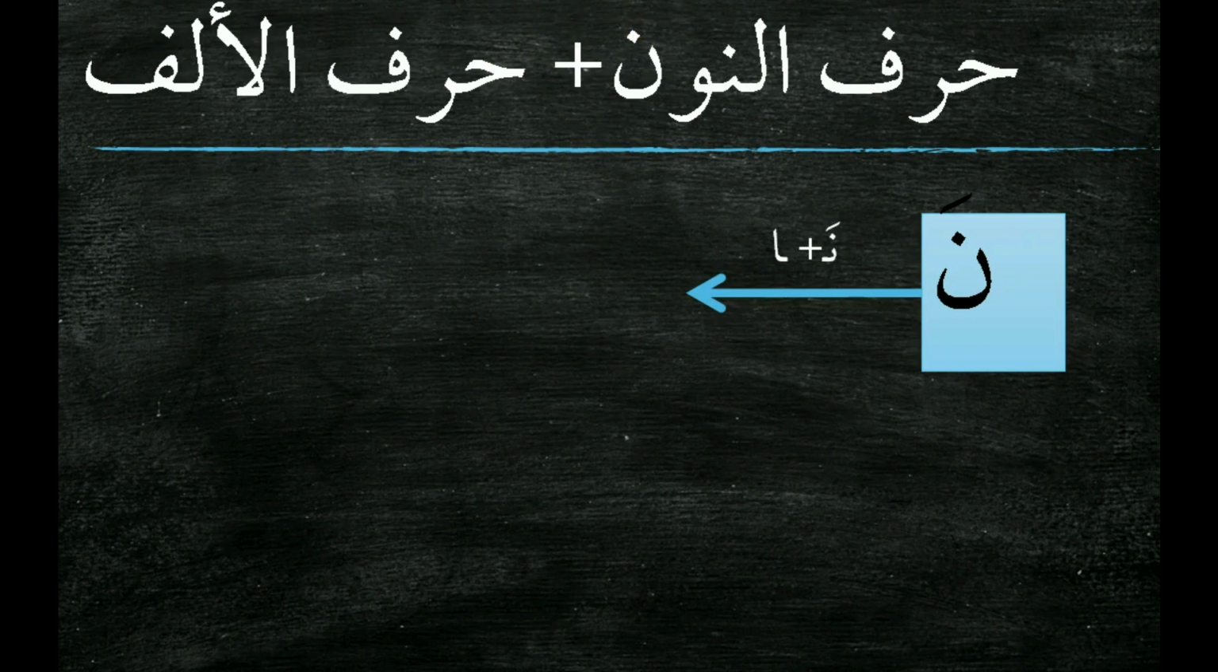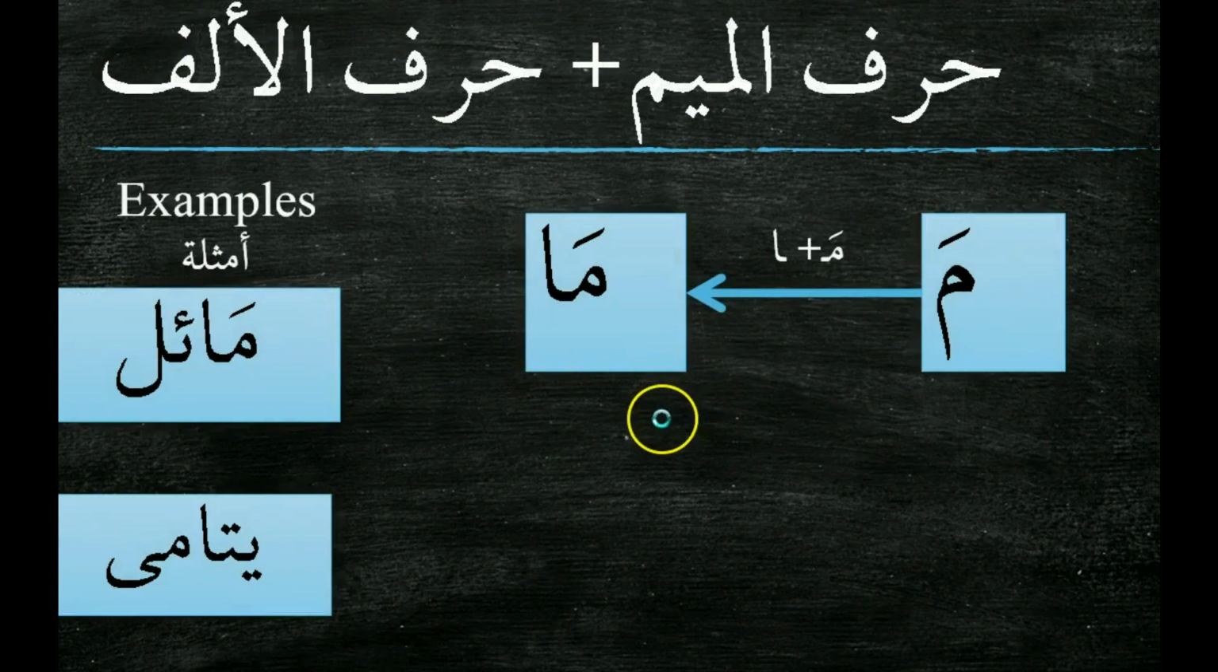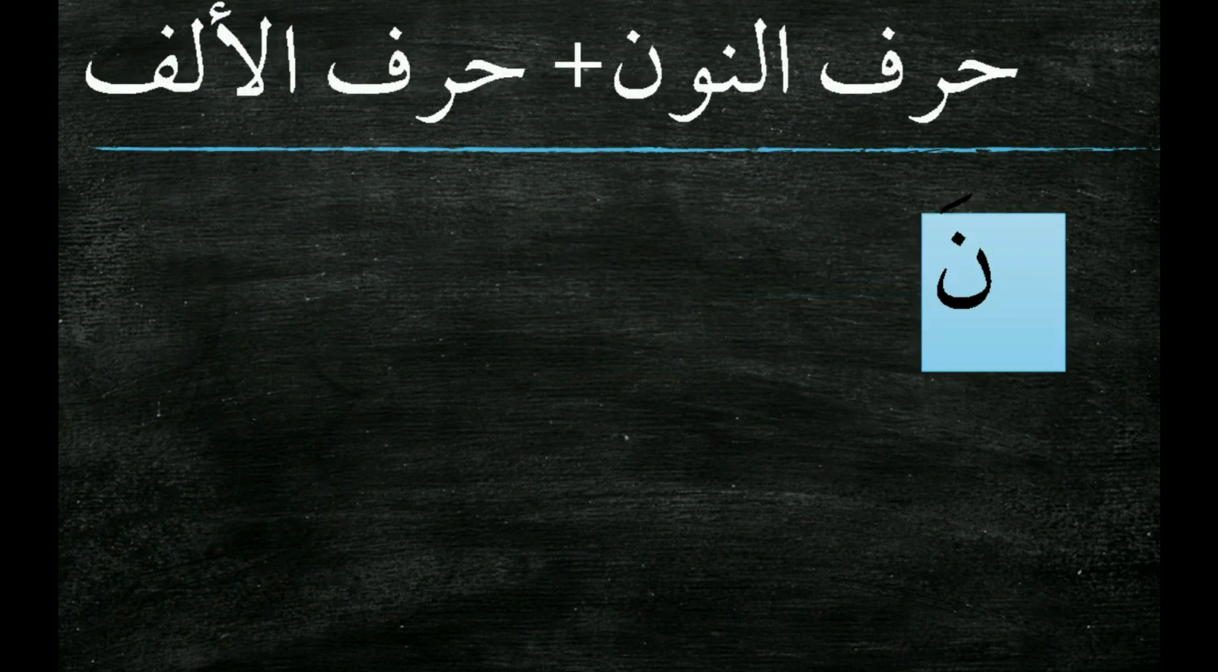In a ta, this is how a noon looks. Let me go back to the ta for you to see. Here we have a ta. It's always above the line. It never goes beneath the line, even when it's alone. In the noon, when it's alone, it's beneath the line.